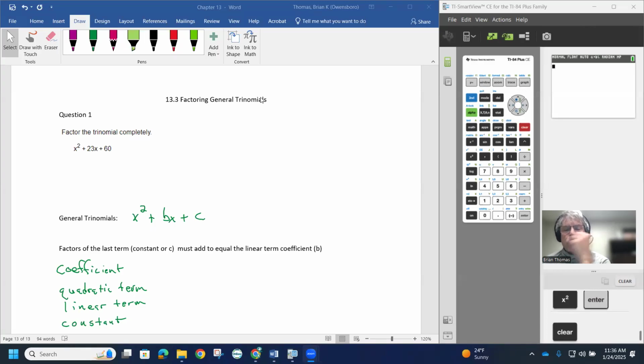So as we move into factoring general trinomials, remember these are basically just ordinary trinomials. There's nothing special about them. So recall if I gave you x plus 3 times x plus 4, this is the factored form.